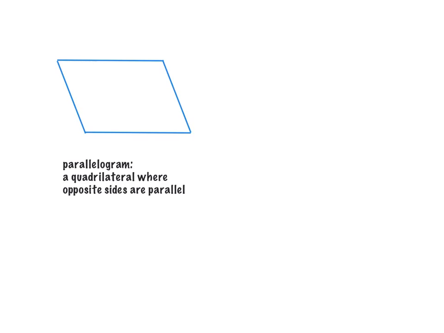Welcome. To start off trying to find the area of a parallelogram, let's just review. A parallelogram is a quadrilateral, 1, 2, 3, 4 sides, where opposite sides are parallel. Top and bottom are parallel, left and right are parallel. And by the way, that means that these two sides right here have the same length, and these two sides right here have the same length.